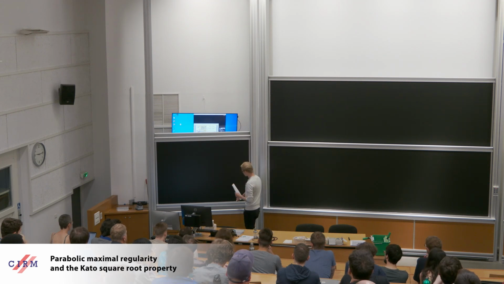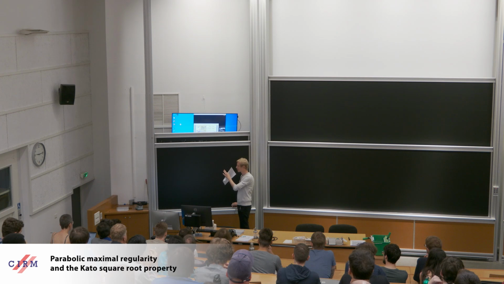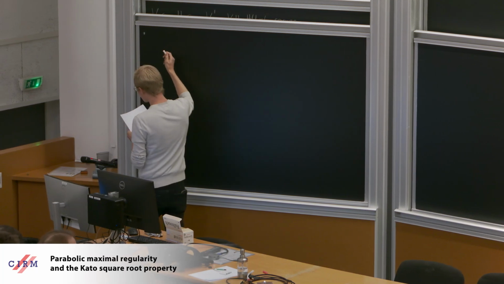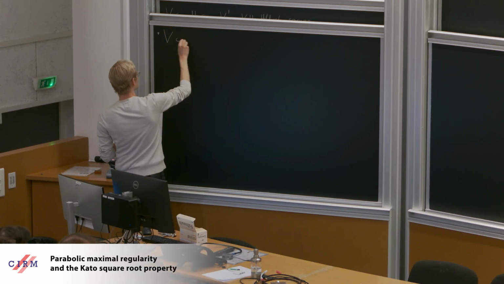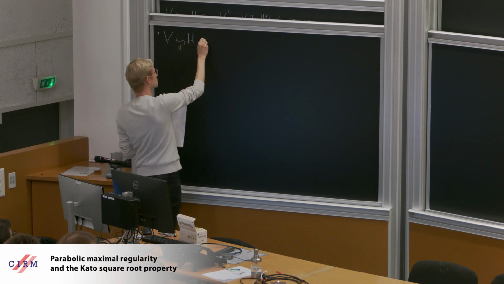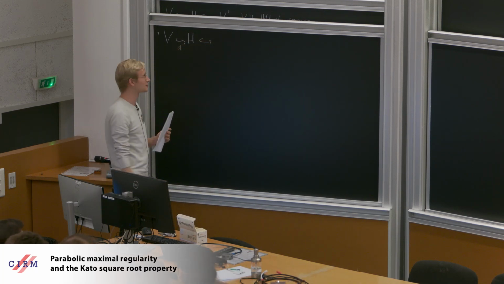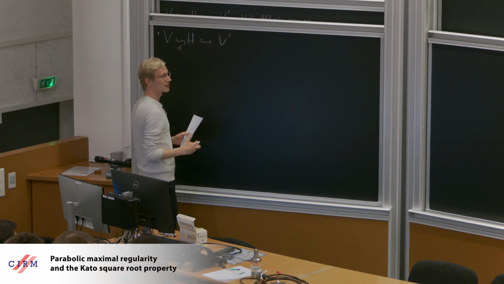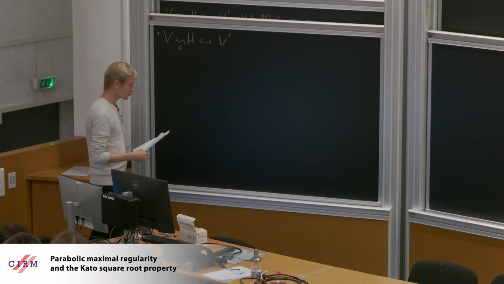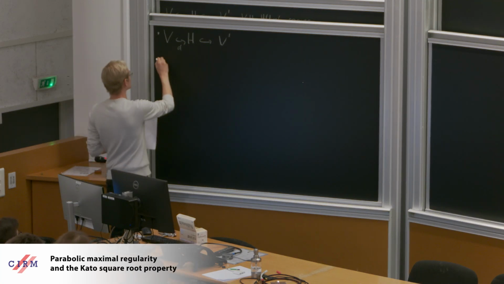Let me just give you a brief overview of the setup of what we're going to talk about now. I'm going to do this on this smaller board because it stays for the remainder. So we're always considering a Gelfand triple of Hilbert spaces. So V is densely embedded into H, which you can then naturally identify with H prime again. So we also did this in the lectures.